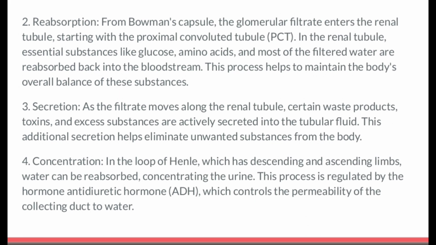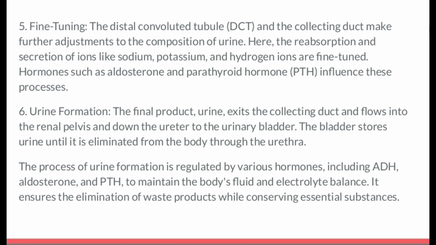Concentration. In the loop of Henle, which has descending and ascending limbs, water can be reabsorbed, concentrating the urine. This process is regulated by the antidiuretic hormone, which controls the permeability of the collecting duct to water. Fine-tuning. The DCT and the collecting duct make further adjustments to the composition of urine. Here, the reabsorption and secretion of ions like sodium, potassium, and hydrogen ions are fine-tuned. Hormones such as aldosterone and parathyroid hormone influence these processes.